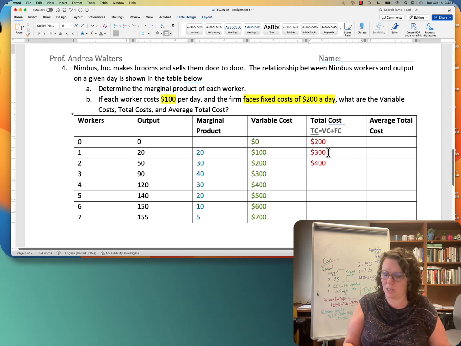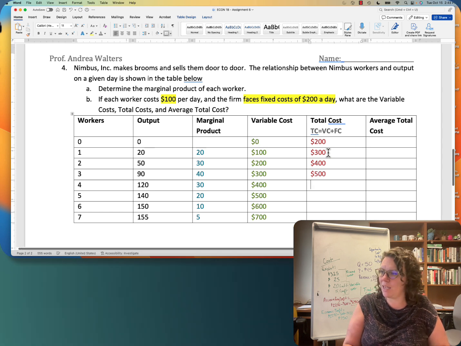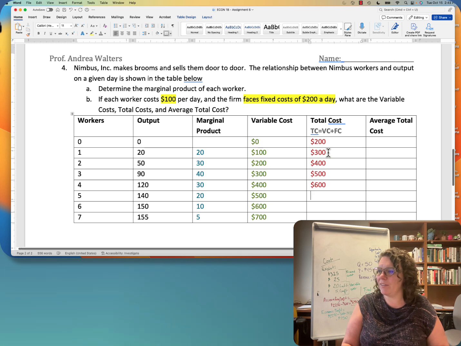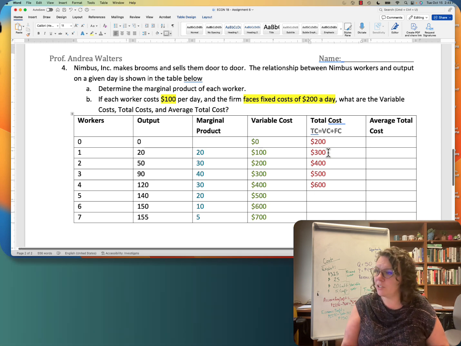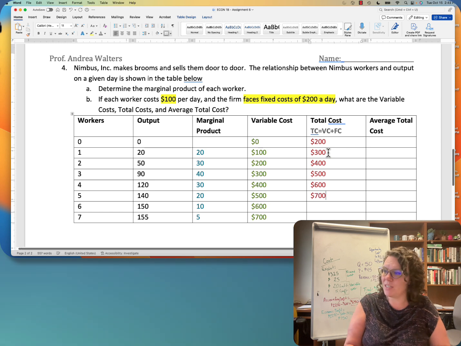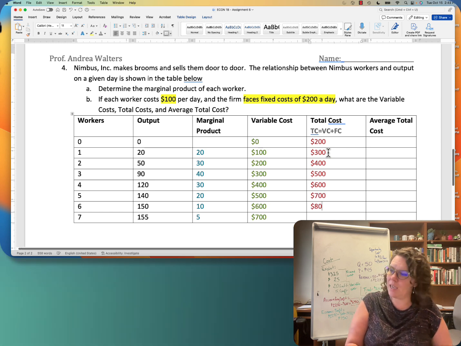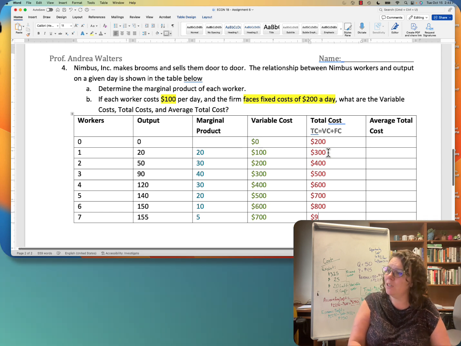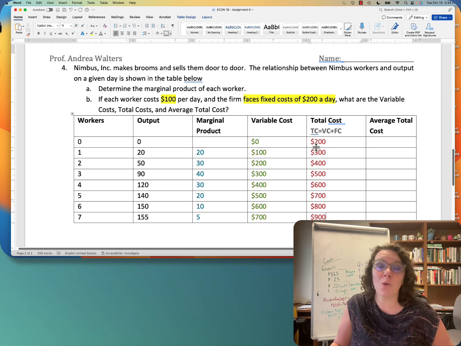Adding an extra $100 for each worker as I make my way through. Again, here now I've got 5 workers costing $500 plus $200 in fixed costs. It's going to give me $700 and so on until I get to the point where I have $700 in variable costs for 7 workers plus $200 in fixed cost gives me a total cost of $900.